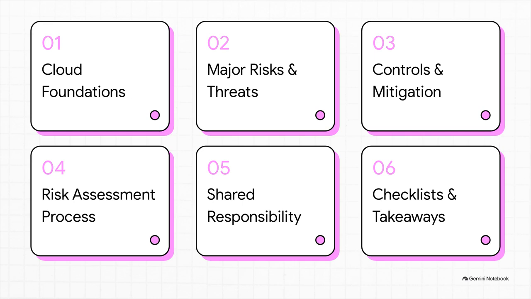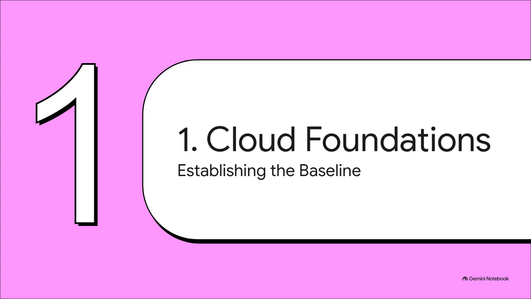Our roadmap for today is broken down into 6 critical phases. 1. Cloud computing foundations. 2. Major risks and threats. 3. Controls and mitigating risks. 4. The risk assessment process. 5. Shared responsibility and scenarios. And 6. Checklists and key takeaways.